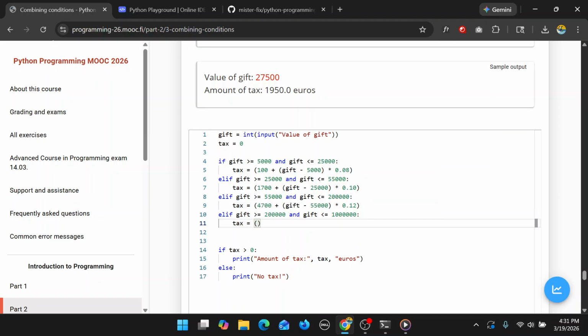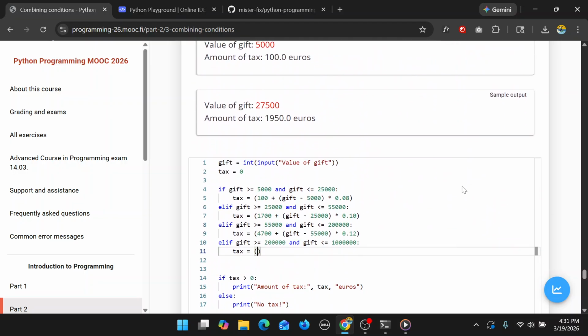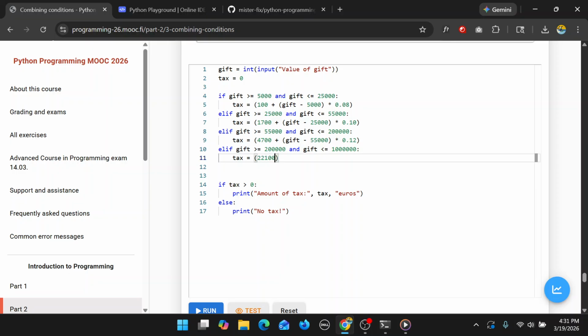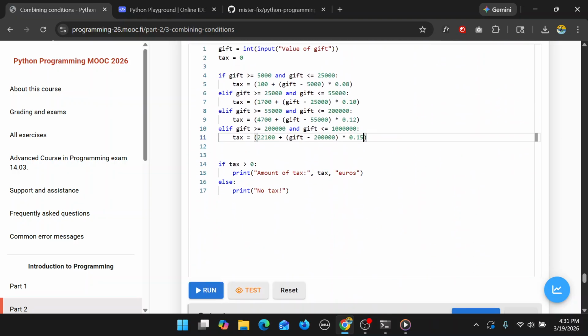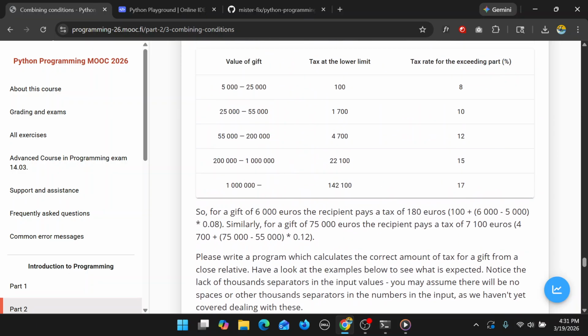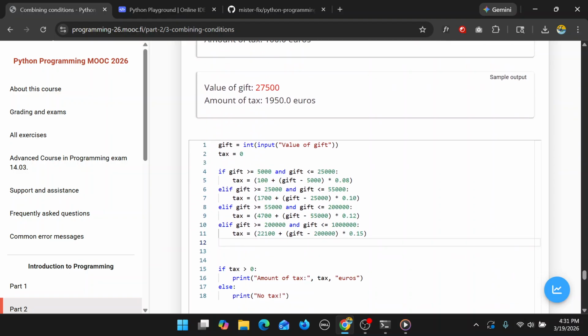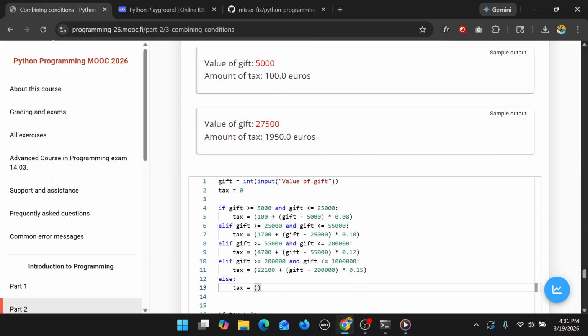And tax is equal to, what's the taxable lower limit? 22,000 euros. I keep saying dollars. So 22,100 plus value of the gift minus the lower limit, which is 200,000, times the taxable limit of what? Is it 15%? Yes, 15%. And then anything above this will be gifts in value exceeding 1 million. So we'll just say that the tax is equal to 1 million.